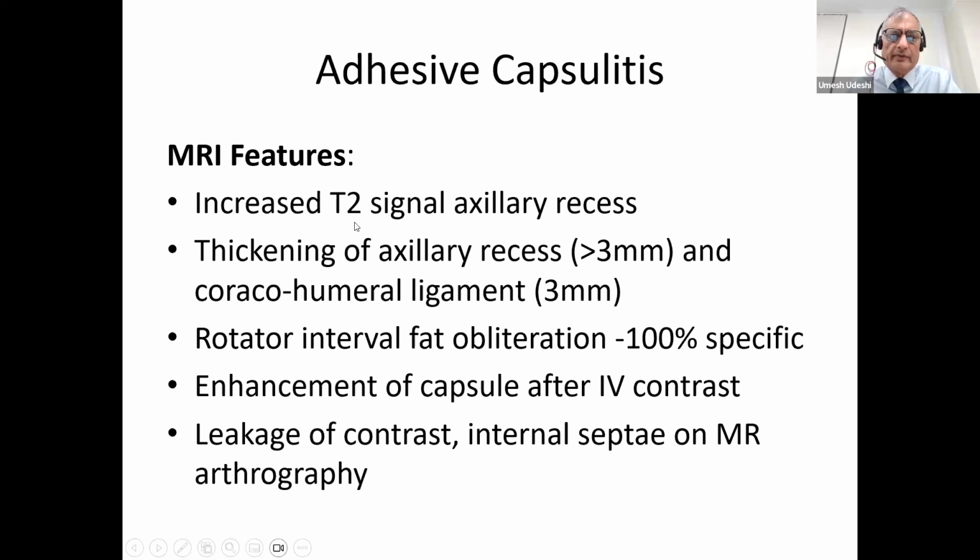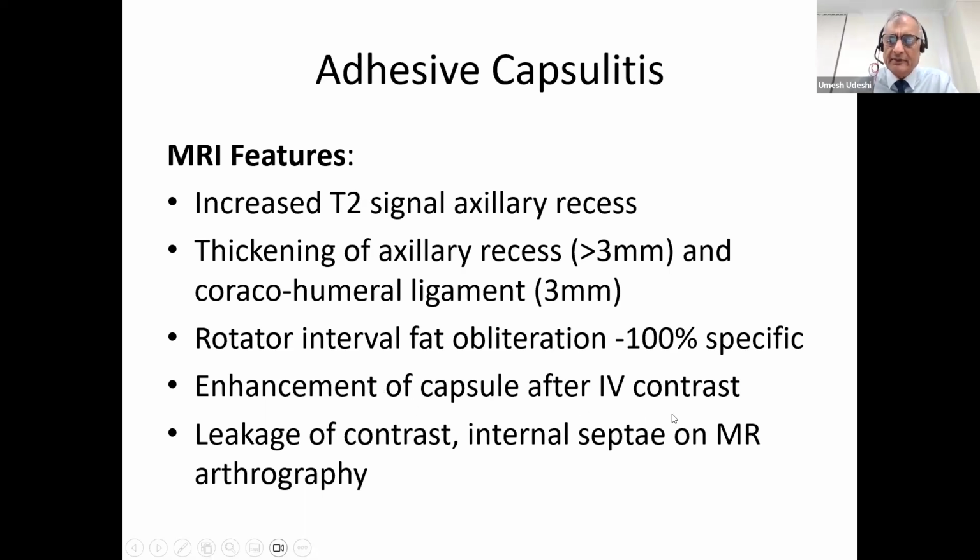So on MRI, what would we see? We may see increased T2 signal in the soft tissues of the axillary recess. We may see thickening of the axillary recess and coracohumeral ligament. Fat obliteration in the rotator interval is said to be 100% specific of adhesive capsulitis, basically because you get scar tissue and adhesions and the fat gets obliterated.